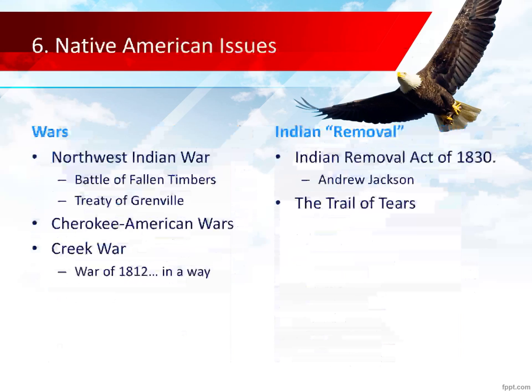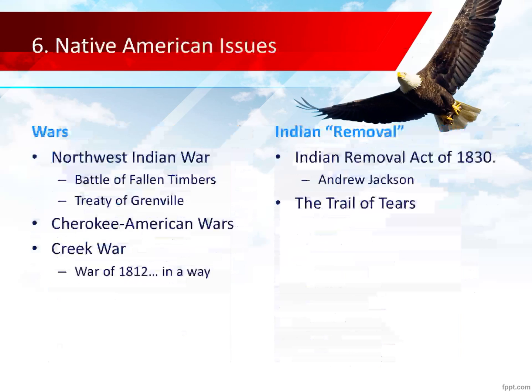We're fighting wars with Native Americans, and you have the Northwest Indian War, you have the Cherokee American Wars, you have the Creek War, which kind of gets caught up into the War of 1812 as well, and Andrew Jackson is going to be fighting the Creeks and the Cherokee, and this is going to spill over a generation later into his presidency. By the end of this time period, you have the passage pushed through by Andrew Jackson of the Indian Removal Act of 1830.